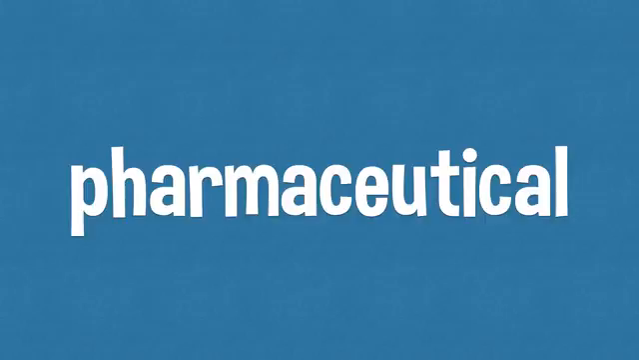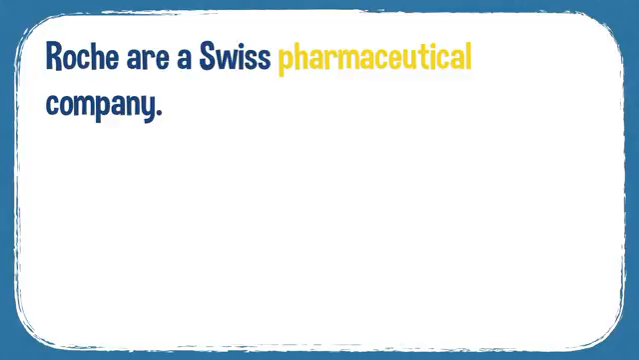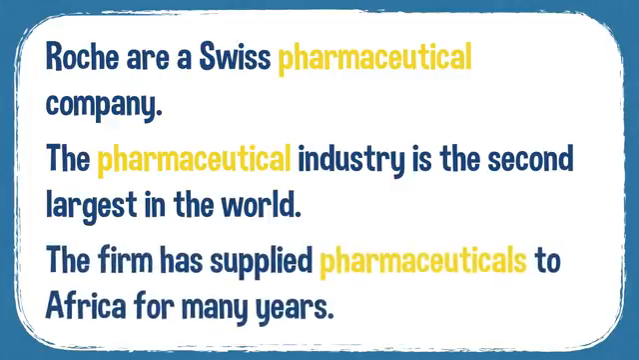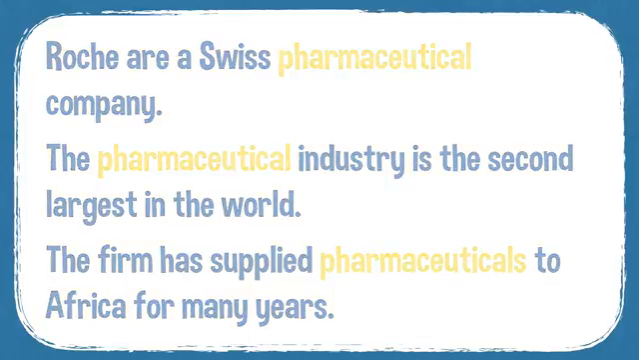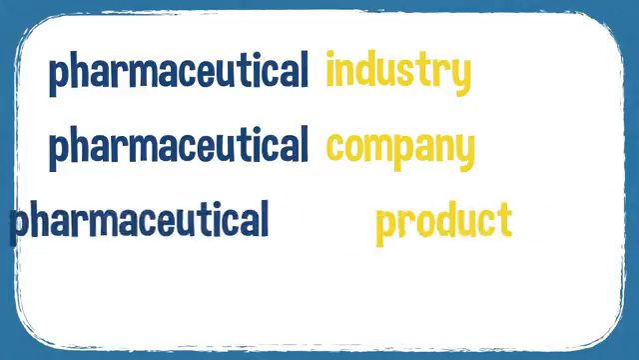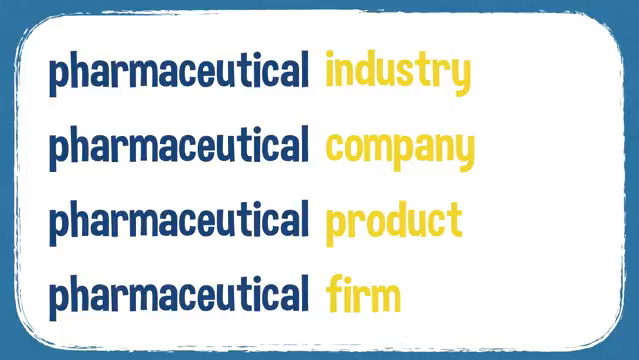We talk about the pharmaceutical industry. And pharmaceutical companies, they often manufacture pills. So for example, Roche are a Swiss pharmaceutical company, one of the biggest in the world apparently. The pharmaceutical industry is the second largest in the world. The firm has supplied pharmaceuticals to Africa for many years. So we talk often about the pharmaceutical industry or a pharmaceutical company, and they make a pharmaceutical product. And we also talk about a pharmaceutical firm.